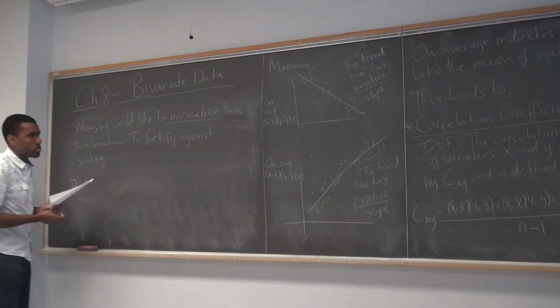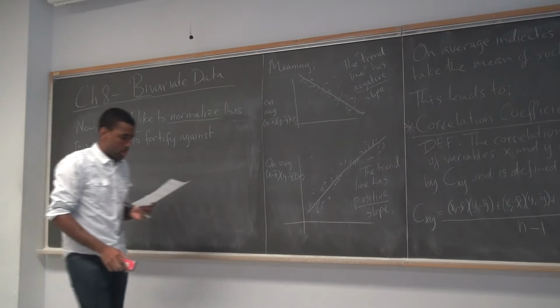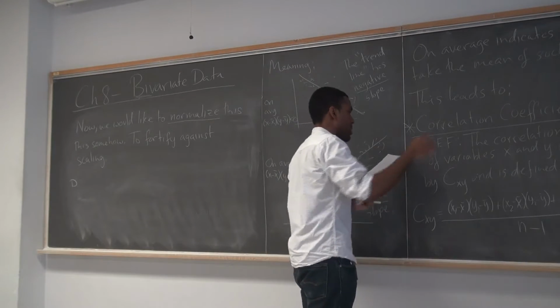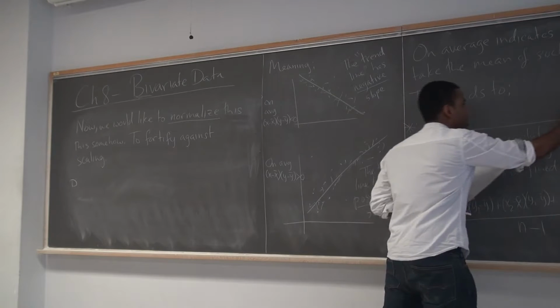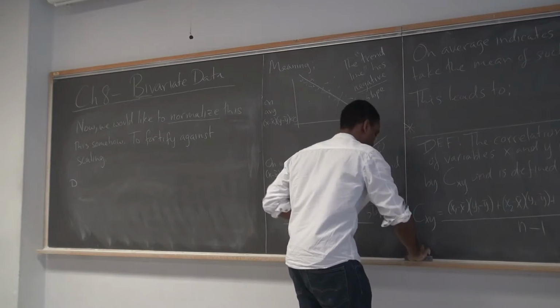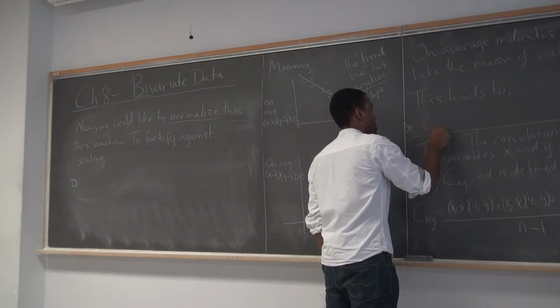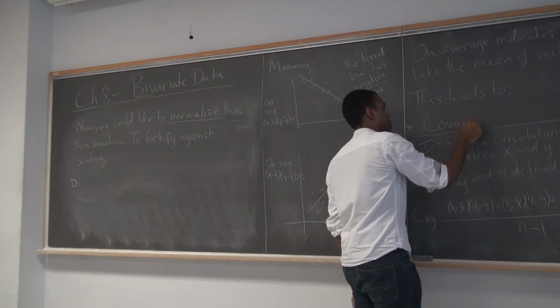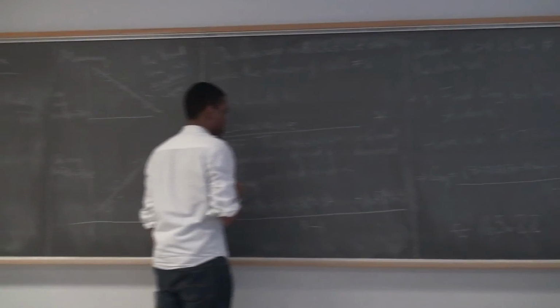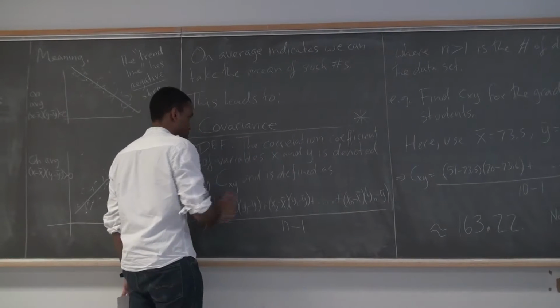Oh, sorry, this was not the correlation coefficient. I wrote them down. This is called a covariance. Very sorry about that. Covariance.